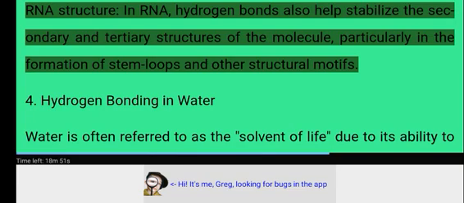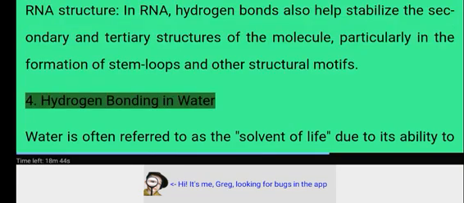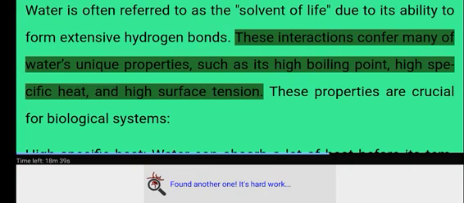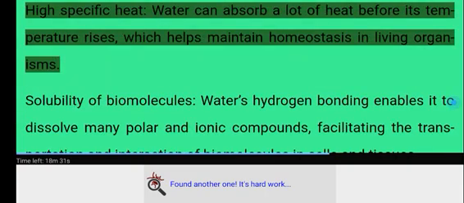RNA structure. In RNA, hydrogen bonds also help stabilize the secondary and tertiary structures of the molecule, particularly in the formation of stem loops and other structural motifs. 4. Hydrogen bonding in water. Water is often referred to as a solvent of life due to its ability to form extensive hydrogen bonds. These interactions confer many of water's unique properties, such as its high boiling point, high specific heat, and high surface tension. These properties are crucial for biological systems.